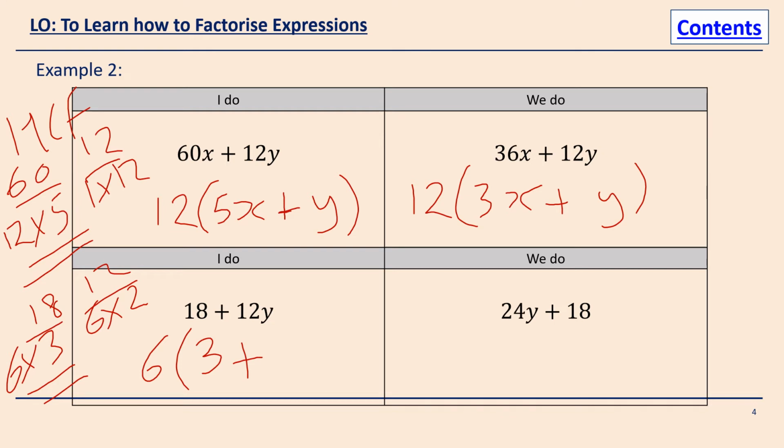Now we want to get 12y. Well, 6 times 2 is going to give us the 12. So we just need the y to go in there as well. 6 times 2y is going to give us 12y. Have a go at the we do. Pause the video while you do this.